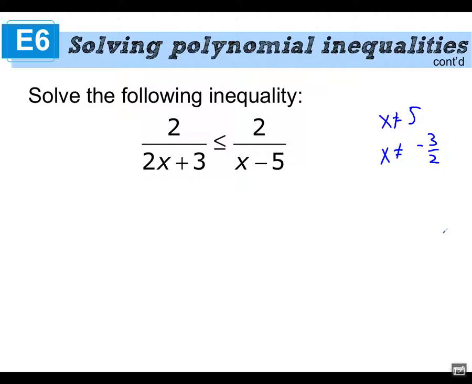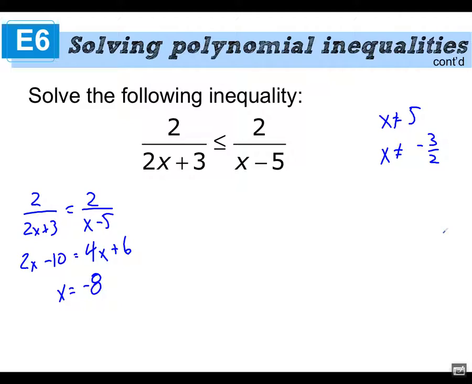How do I find those other critical numbers? I have to turn this into an equation: 2 over 2x plus 3 is equal to 2 over x minus 5. How do I solve that? Cross multiply. 2x minus 10 is equal to 4x plus 6. So bring that over there, x is equal to negative 8.